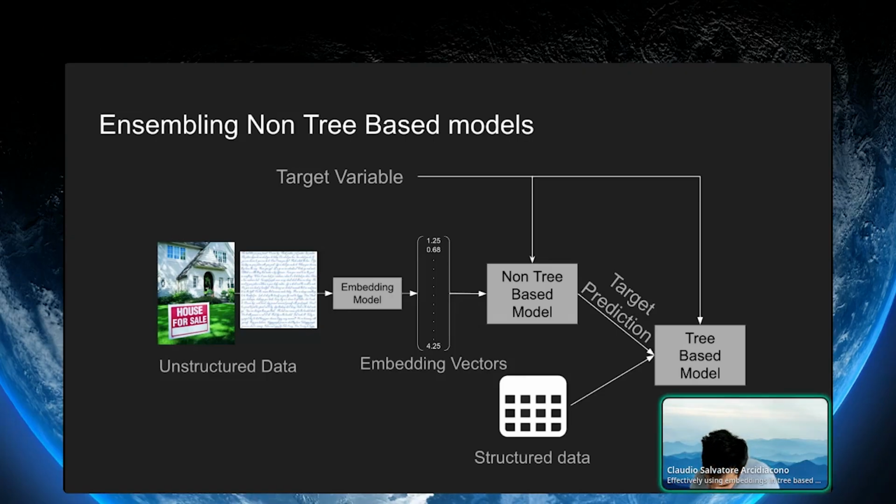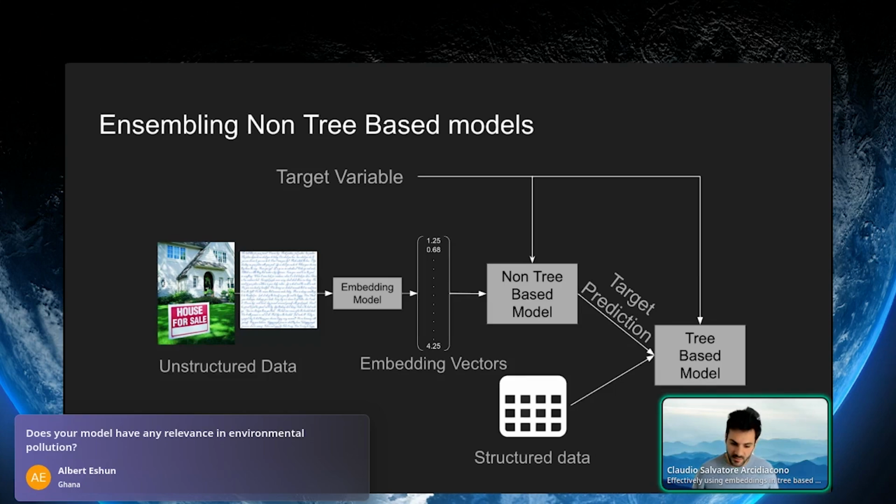Does your model have any relevance in environmental pollution? You mean, Albert, is your question more related to whether the embedding model is going to have a higher footprint than not using the embedding model? I think this is your question. I would say yes, usually neural networks are pretty heavy to run. So of course, not using any unstructured data and just relying on the structured data, you're going to have the least environmental footprint. Also depends what you're trying to optimize, of course.